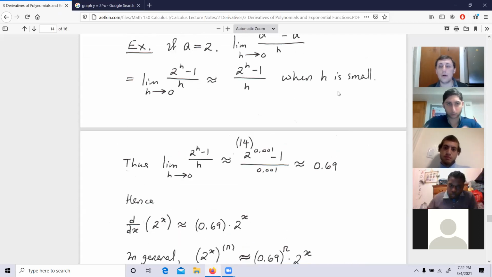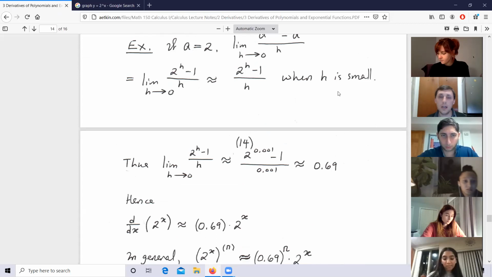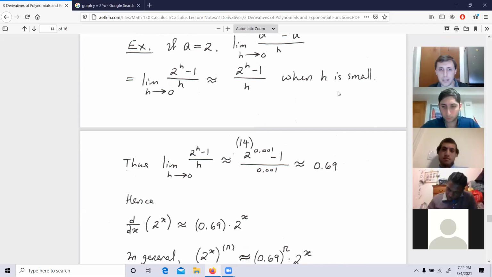So do you understand how I got the 0.69? I didn't even get it. I allowed the calculator to estimate this number. Good? You are with me, guys? No trouble, right? You see, it's very simple.